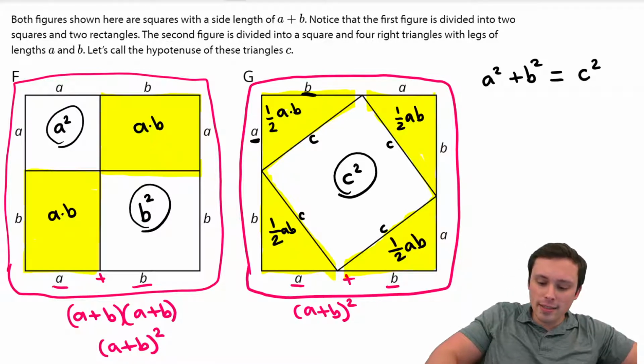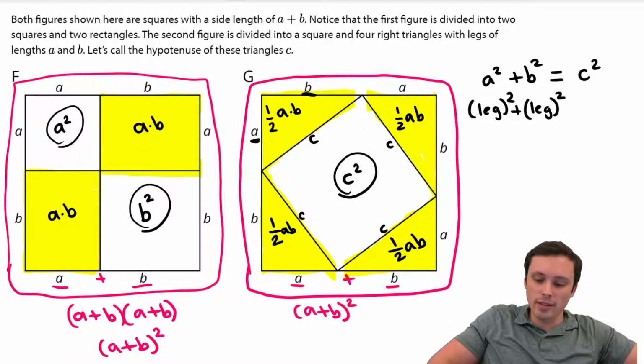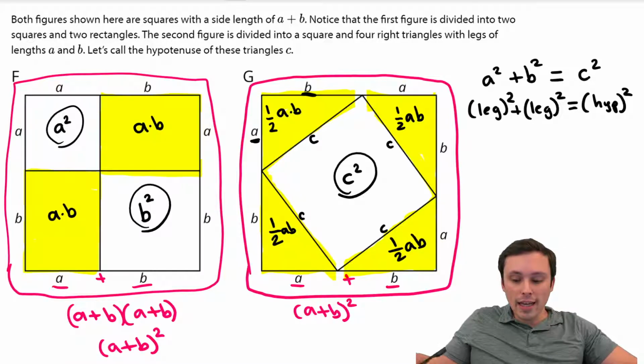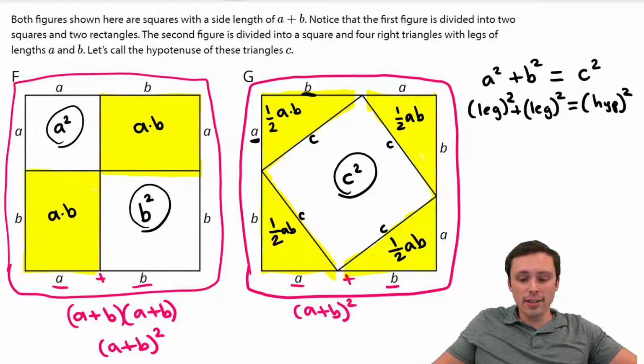So it seems like in this situation, what we really have here is that the length of one of the legs squared added to the length of the other leg squared is equal to the length of the hypotenuse squared in this right triangle. And this is what the Pythagorean theorem is, and it is what it actually means.